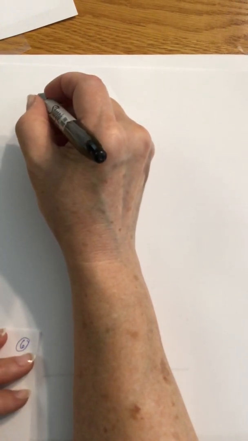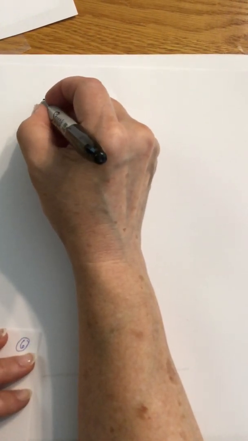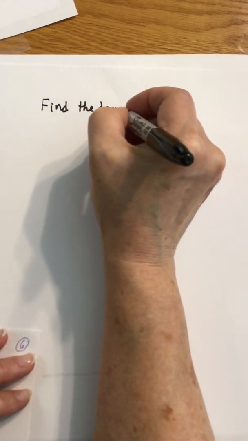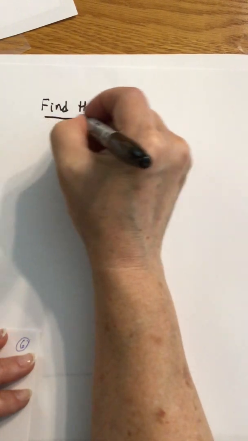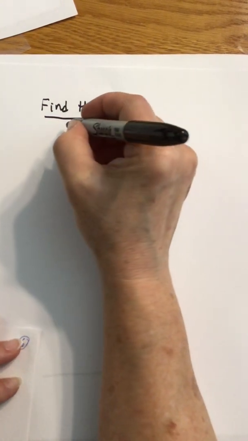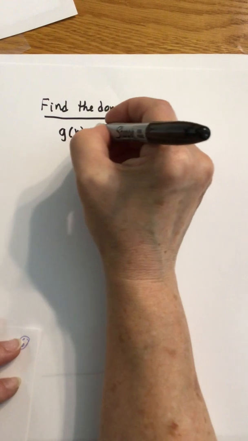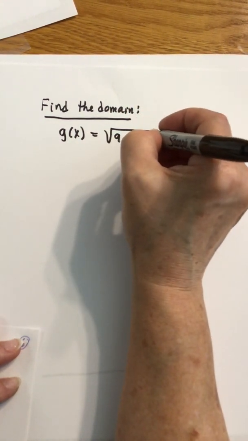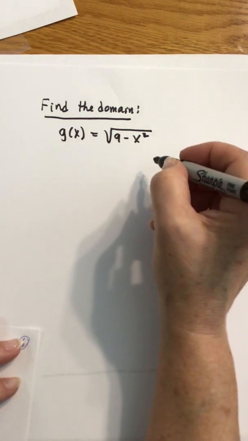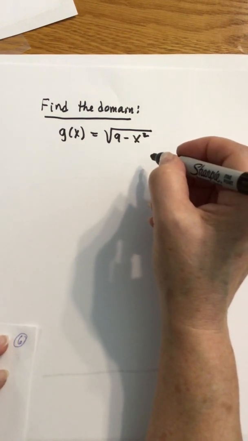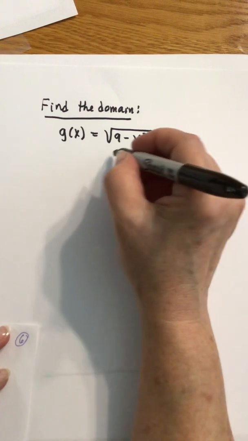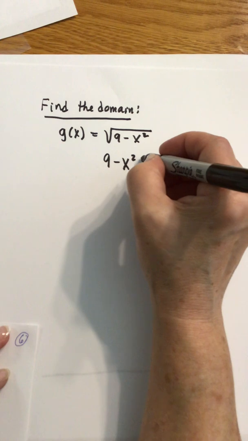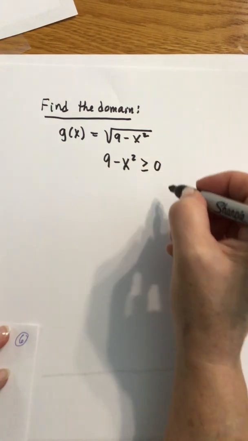So again, this one is an example of find the domain. We have g of x equals the square root of 9 minus x squared. So we said now this is our radicand. So radicand 9 minus x squared has to be what? Greater than or equal to 0.